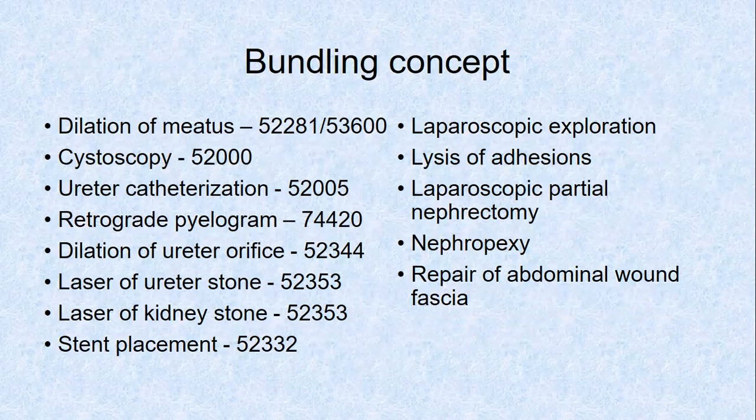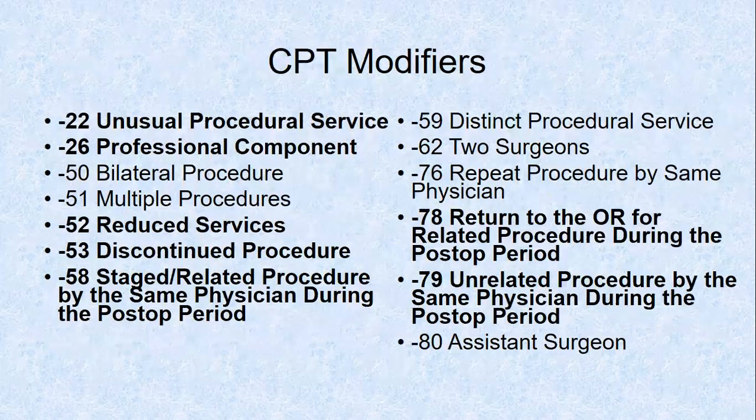Similarly, I've heard people who want to do a laparoscopic exploration and lysis of adhesions before performing a laparoscopic partial nephrectomy. Then they want to do a nephropexy, repairing abdominal wound fascia. So these are all bundled together. When doing a procedure, the goal of any CPT code is that you really need one code that should encompass the entire procedure, and it's valued that way.